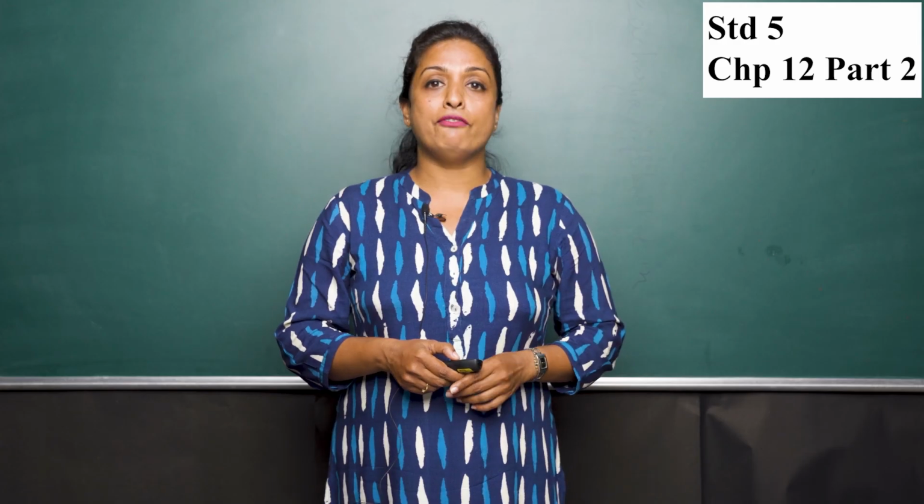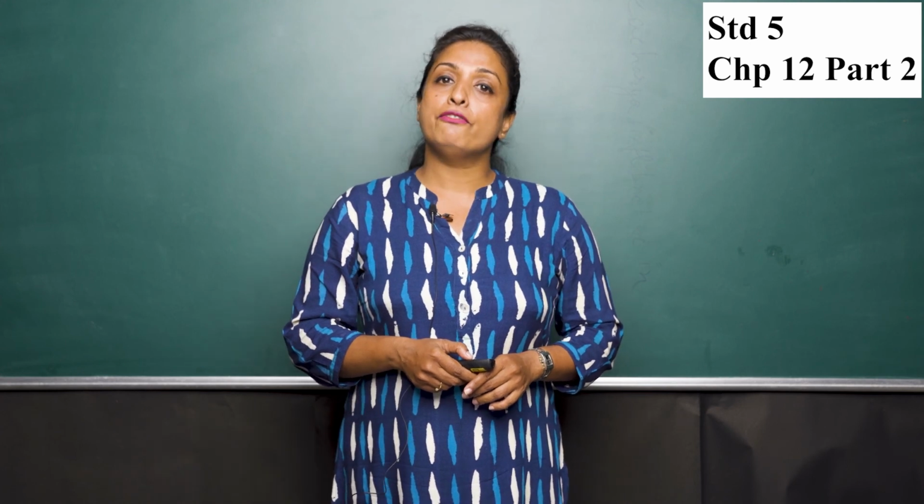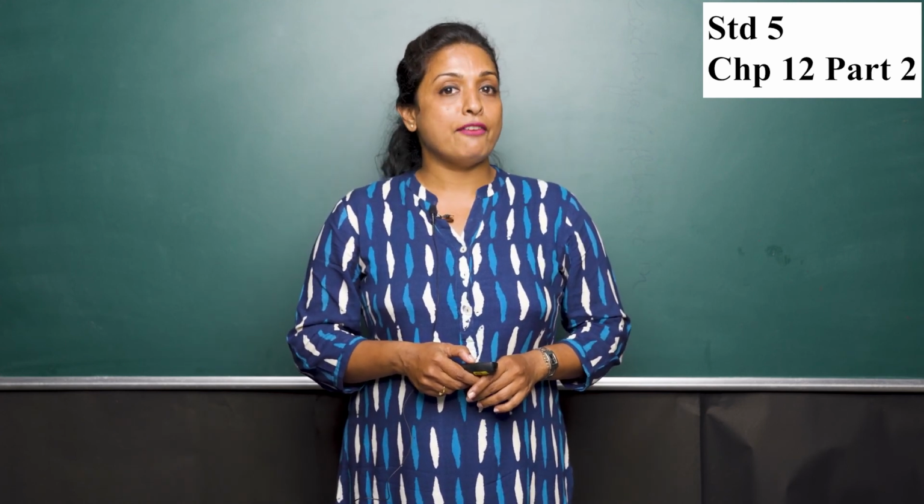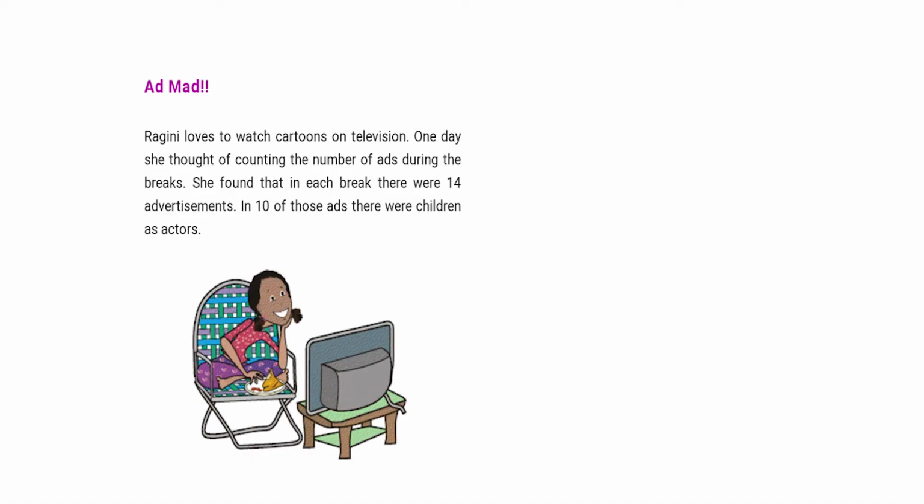So now that you have learnt how to present data in the form of a pie chart, I have an activity for you. Here in front of you is a girl named Ragini who loves to watch cartoons on television. One day, while watching her favorite cartoon, she thought of counting the number of ads during the breaks. She found that in each break, there were 14 advertisements. In 10 of those ads, there were children as actors.